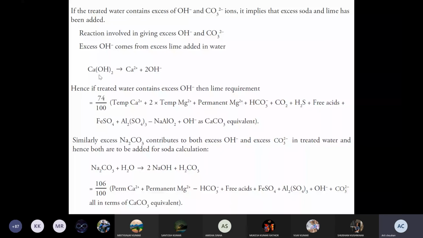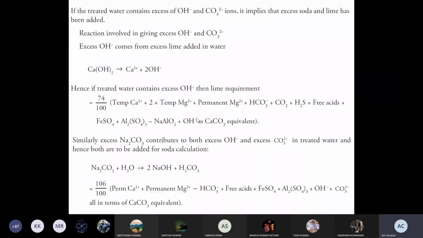Okay, so just notice that reaction. If calcium hydroxide is there in excess, then it dissociates into calcium 2 positive ion and hydroxide ion. So that may be the reason for the excess of hydroxide ion present in the water sample. So for the calculation of the lime, you have to add hydroxide. That will be the modification. You can see that these hydroxide ions which are given in the numerical, you have to add to the lime requirement.